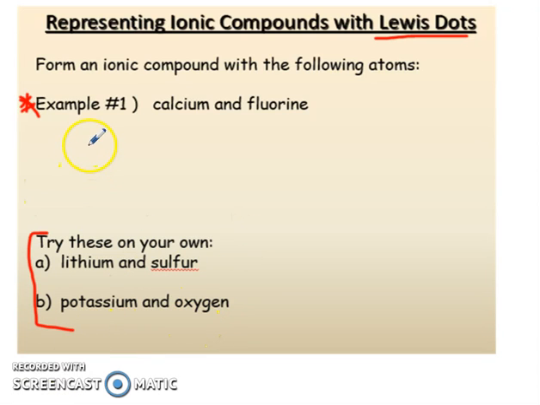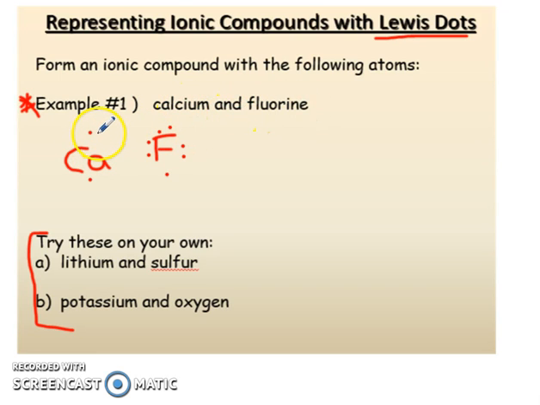Okay, so the first thing you want to do is start by drawing the Lewis dot diagram for each of the elements. So here is my calcium with 2 valence electrons. Fluorine has 7 valence electrons, like we mentioned at the beginning of the video. You look at the group on the periodic table.